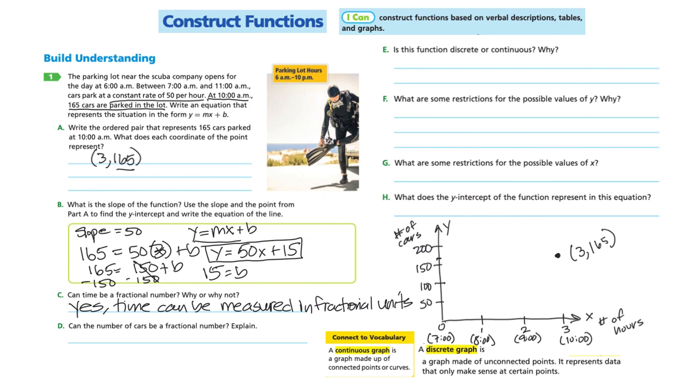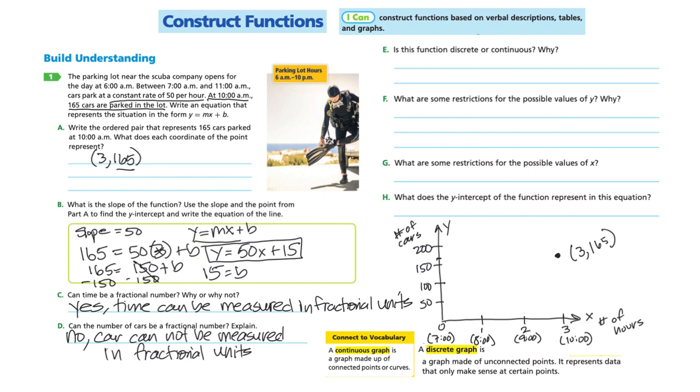And then can the number of cars be a fractional number? I doubt you would see a half a car or a quarter of a car driving into the lot. So you would say no, cars cannot be measured, or you could say they would only be measured in whole units. At least for this problem, if you were talking about a wrecking yard or something, you might have half a car. But in this case, no, it can't be a fractional number.